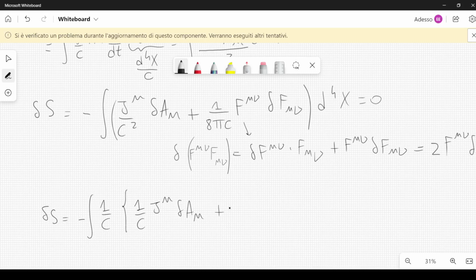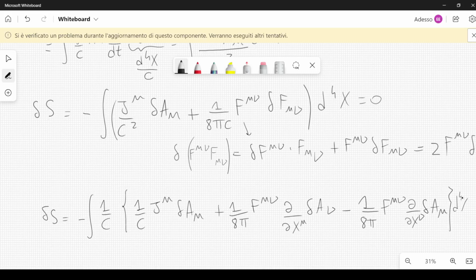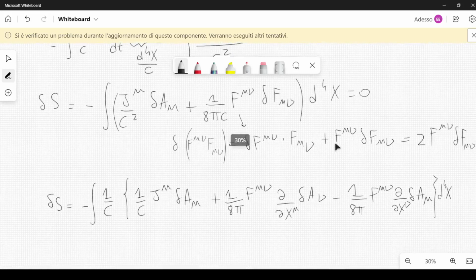delta A mu plus 1 over 8 pi, then I have f mu nu, and then I'm going to rewrite this variation like this. So we have the derivative with respect to x mu of the variation of A nu, and then I have minus a similar term, 1 over 8 pi f mu nu, and then I have the derivative with respect to x nu of the variation of A mu, and then I have d4x, and then we will set this equal to 0.